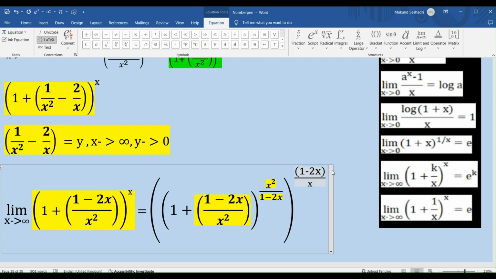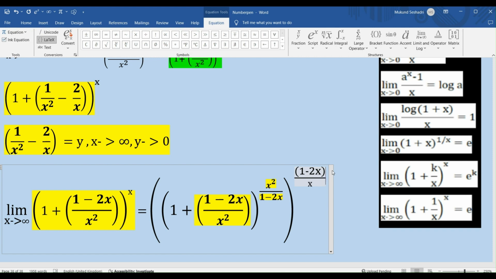So now you see our expression does not change. All that we have done is 1 plus 1 minus 2x divided by x square, and raise it to the power x square by 1 minus 2x, and this entire expression raise it to the power 1 minus 2x by x, right?